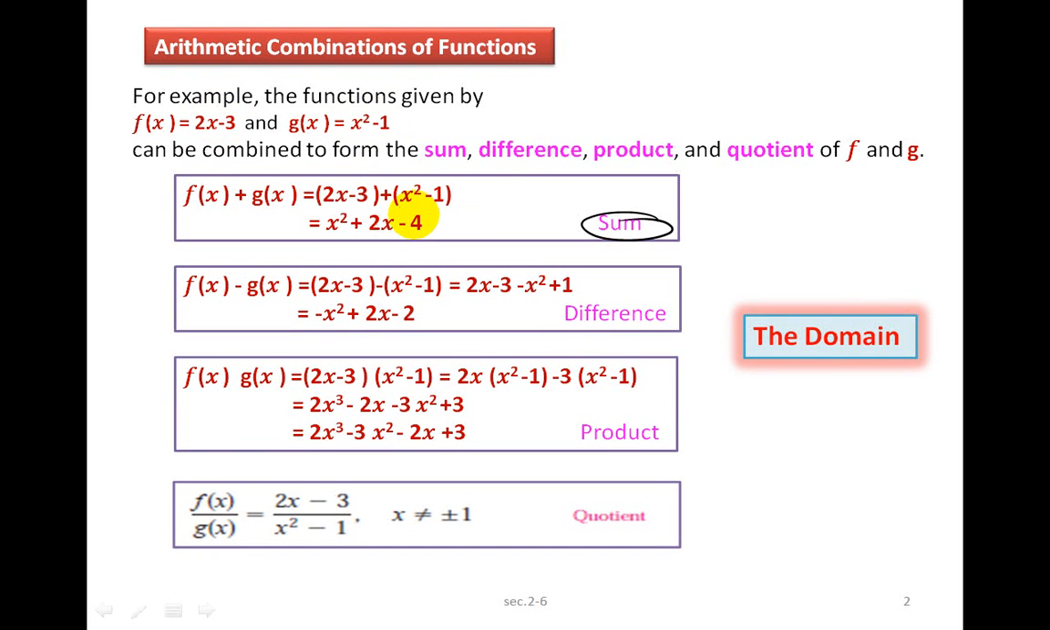That means you're going to collect the like terms. x squared is the only term here, so write it alone. You have 2x also is the only term, so write it 2x. You have minus 3 and minus 1, that will give you minus 4.